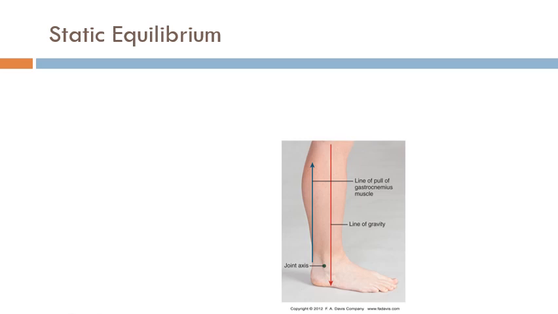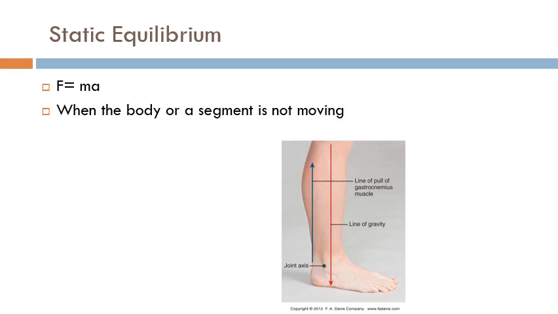So now we move on to the concept of static equilibrium, okay? When we talk about static equilibrium, particularly for our bodies, we look at our ability to maintain balance. So again, we still look at the concept of force equals mass times acceleration. Force is equal to all the forces acting on the body. And in this case, if we're standing still, we're talking static equilibrium, acceleration is 0. So we're looking at being able to maintain balance, maintain that equilibrium. So when a body or segment is not moving, we have static equilibrium, okay?